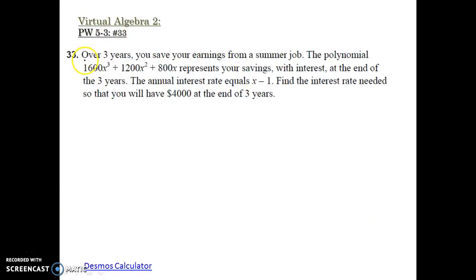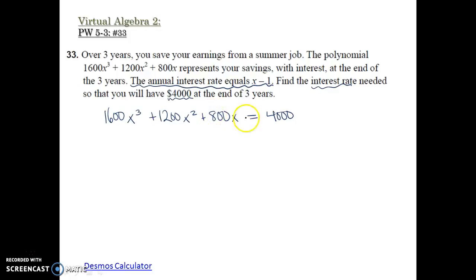All right, number 33. Over 3 years, you save your earnings from a summer job, and this polynomial represents your savings with interest. This says the annual interest rate is x minus 1, and we need to find the interest rate so that we will have $4,000 at the end of 3 years. So we want this function value to equal $4,000, or this polynomial.